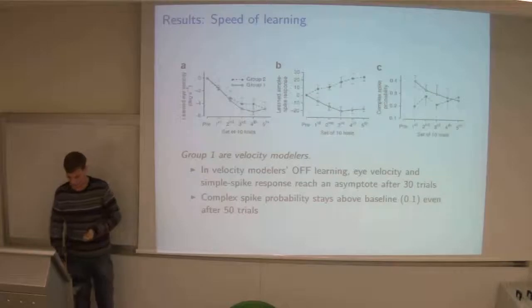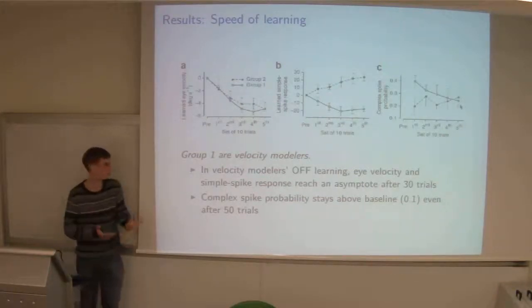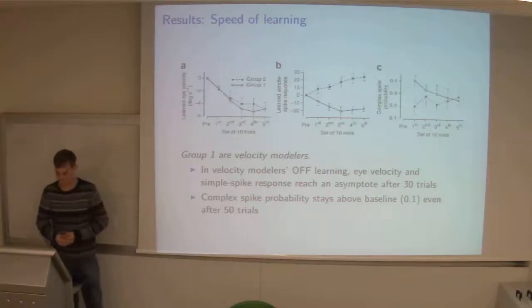So it's remarkable that after 30 trials there's such a huge difference in eye velocity and simple spike response, and this doesn't change anymore even though there are complex spikes. It doesn't fit 100% to what they wanted.